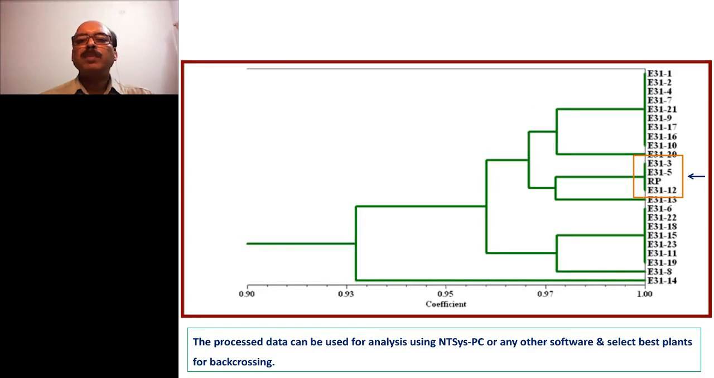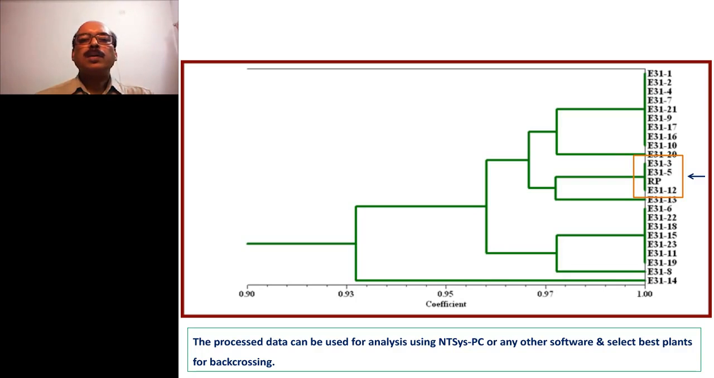We found that for the people who are working in the field, this is quite easy to understand: here is my recurrent parent, and these 3 plants are the ones which are closest to my recurrent parent. So these plants are the ones which the person at the field level will select and carry out back crossing with the recurrent parent. And this whole process is very convenient, because the time taken to do the whole analysis is now short, and very easily we can match the flowering time of different populations and do things in time.